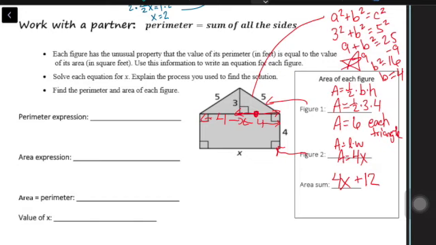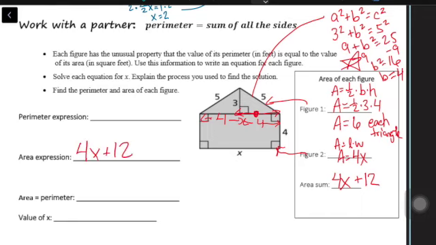Mrs. Wenger, why did you put plus 12? I think my video stopped. I'm not positive. But because there are 2 triangles. So I'm going to keep going. The area expression is 4x plus 12.